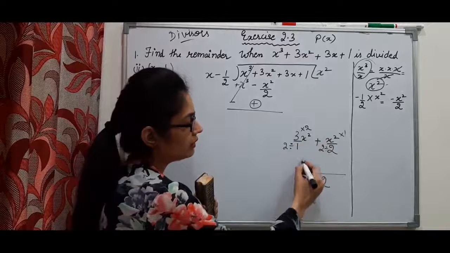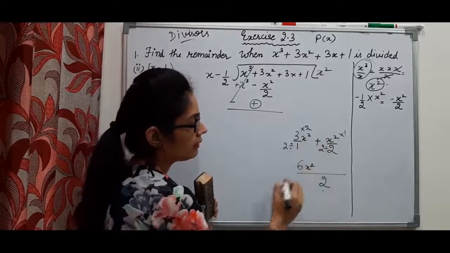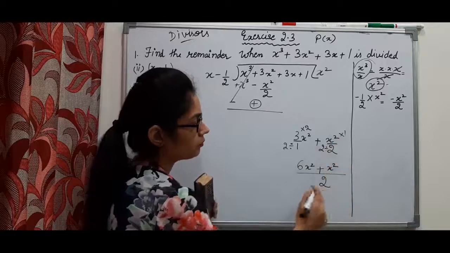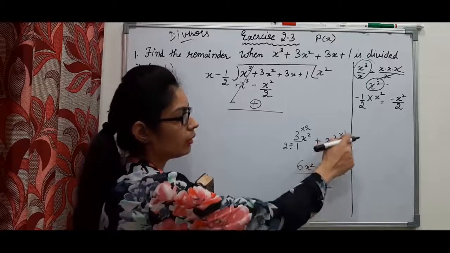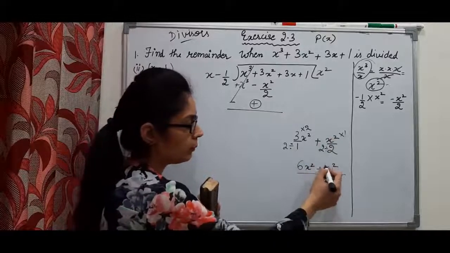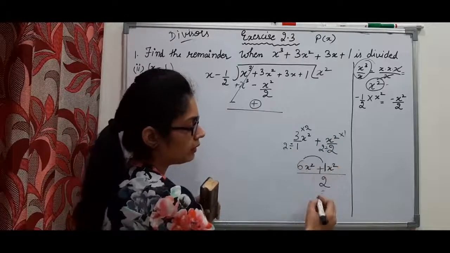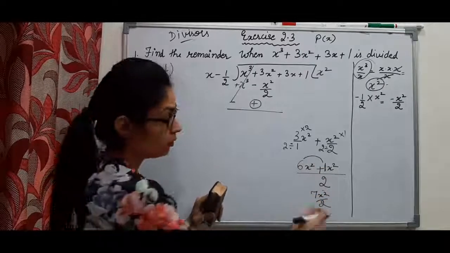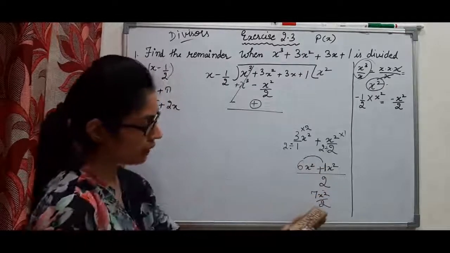3 into 2 is 6. 6x square plus x square, because x square into 1 will be x square. 6x square plus x square. So the numbers you have to add. 6 plus 1 is 7. 7x square by 2. So this we have got.